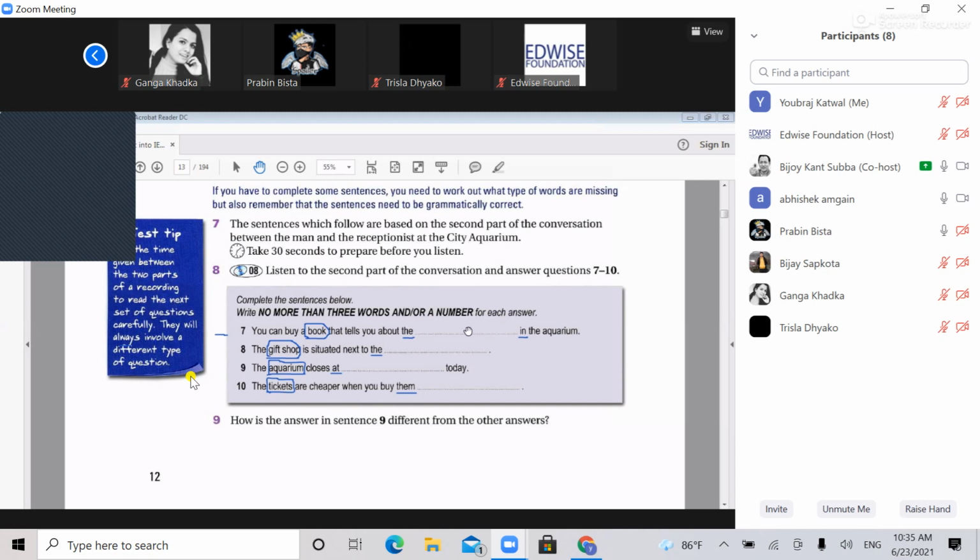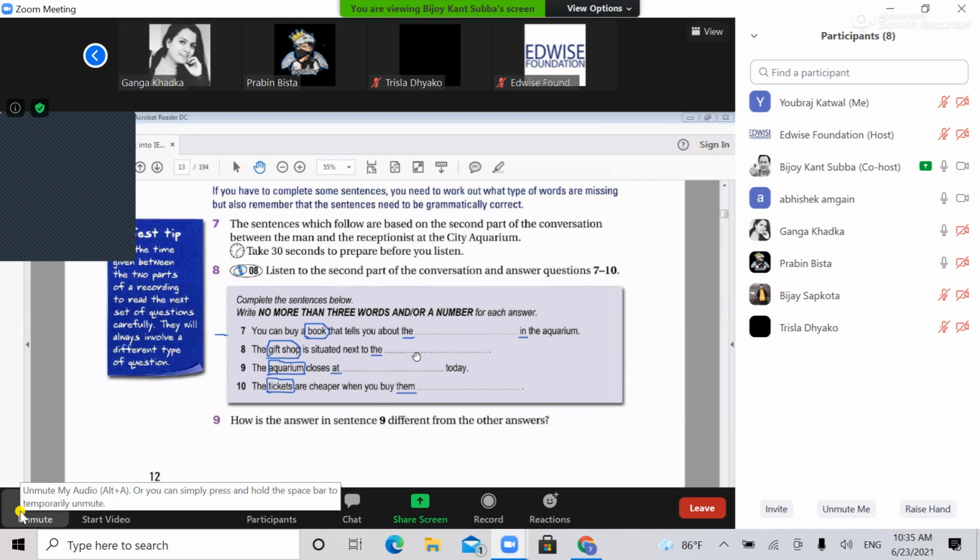So be careful about this. Next, the gift shop is situated next to the cafe. C-A-F-E, cafe. Look at the pronunciation here. You can either pronounce it with the stress on the second syllable, or you could say it with the stress on the first. So either way is fine.